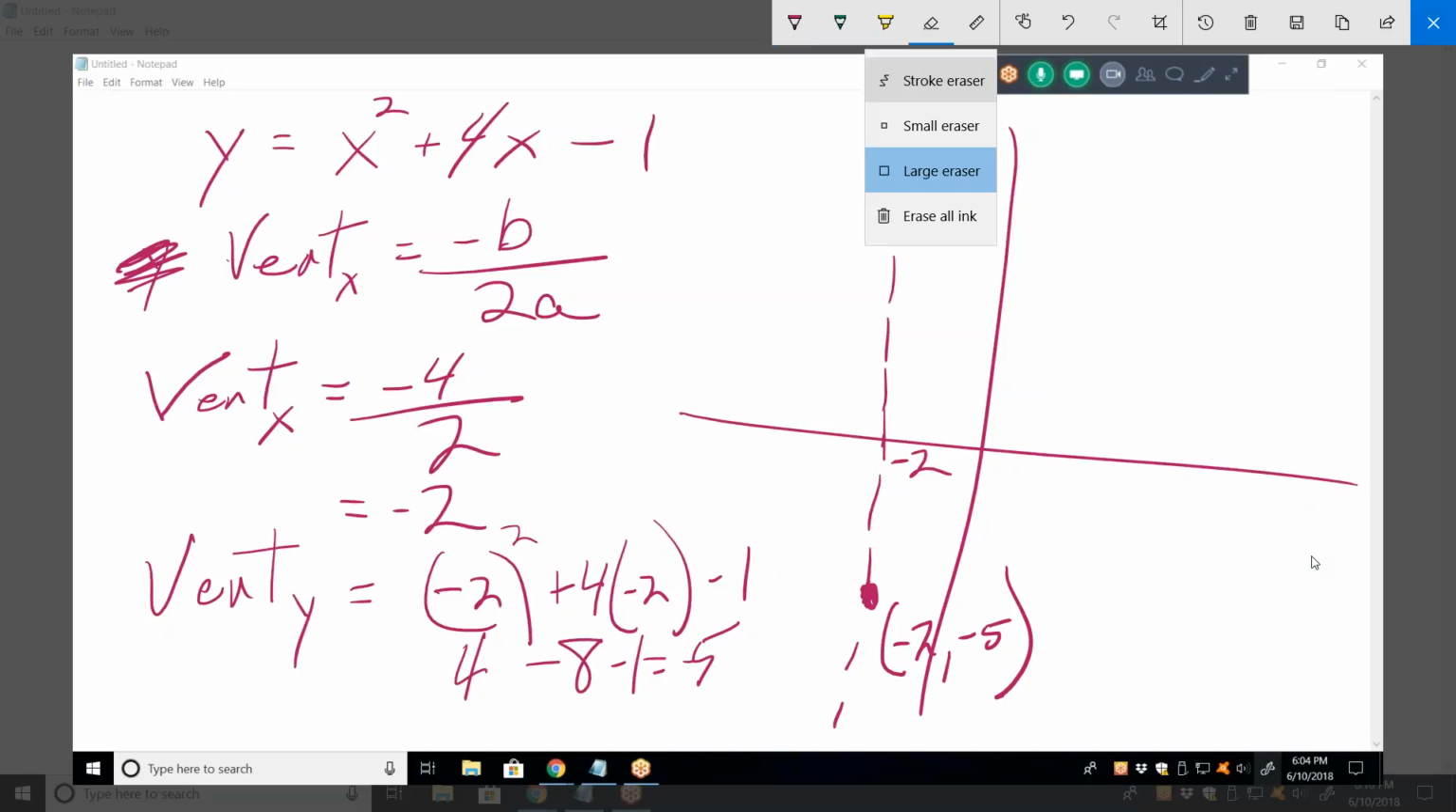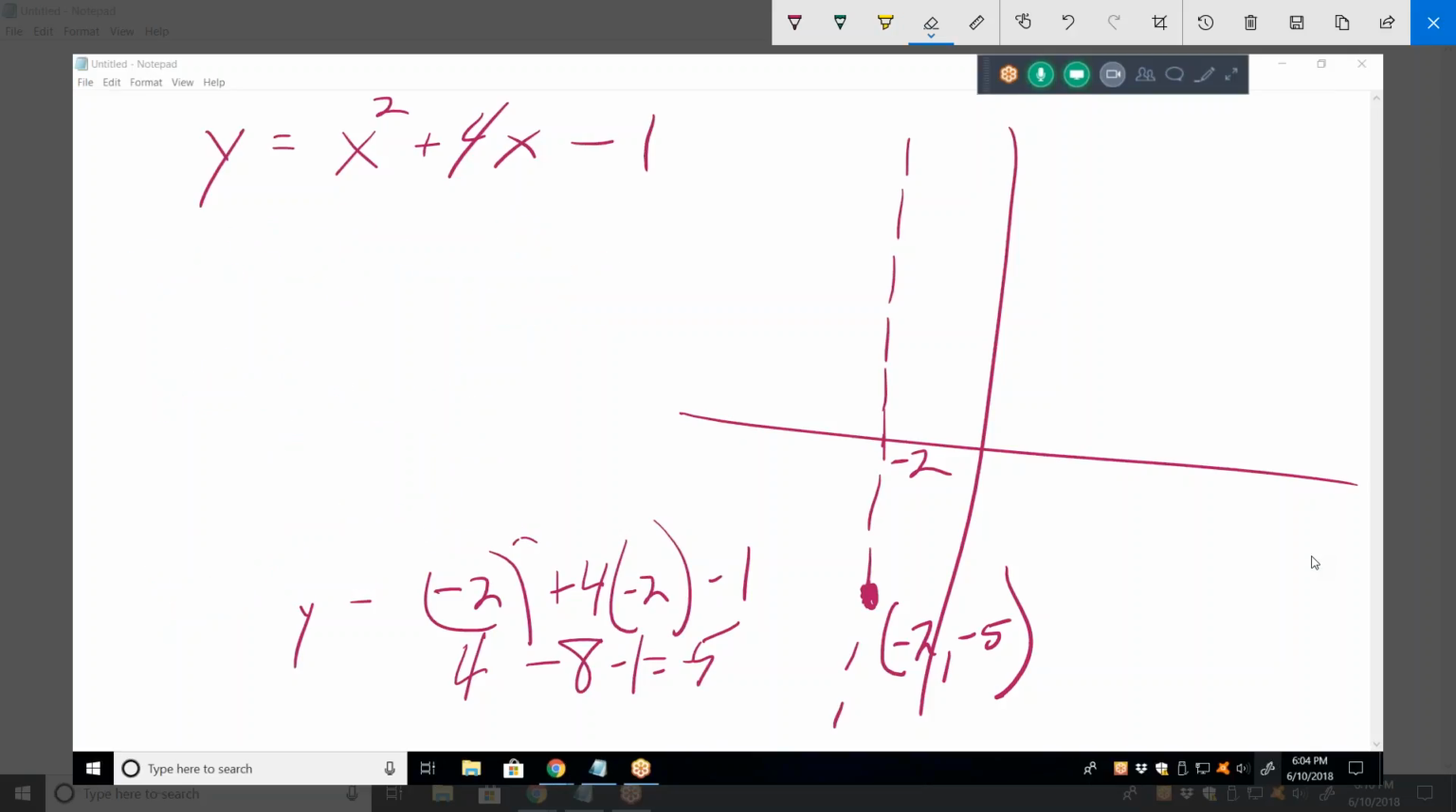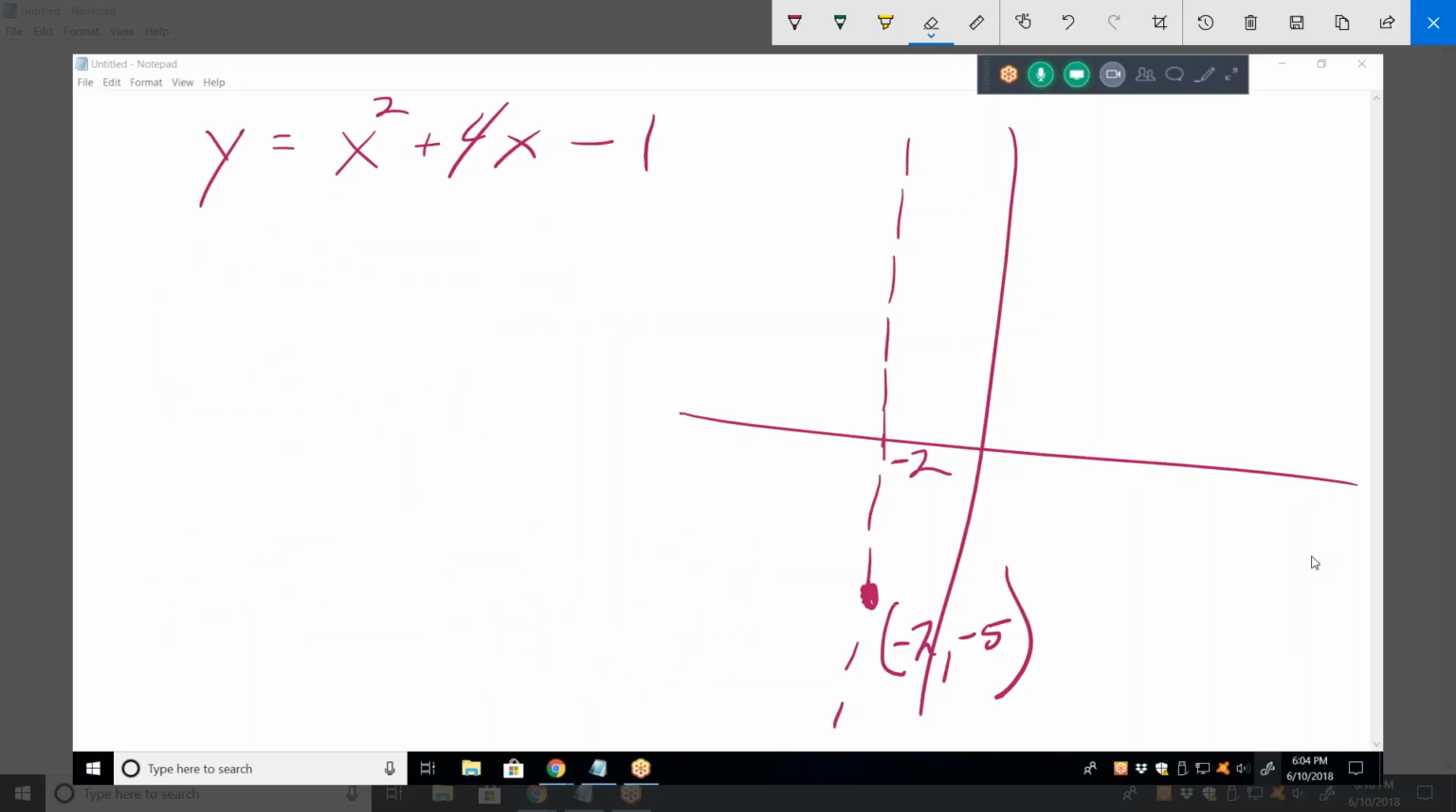First of all, I'm going to erase all this stuff because we don't need it anymore. Okay. How do I get my other points? They weren't specific, they just want 4 other points. Yes. Okay. 2 on each side of the vertex. Does this go up or down? This one will be going upwards. About the easiest number to come up with is the y-intercept. What is that?